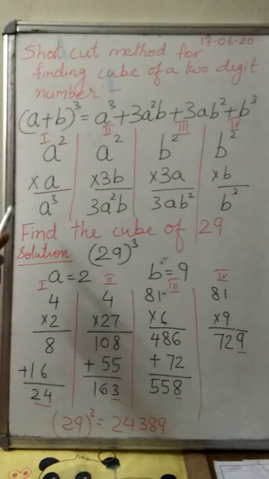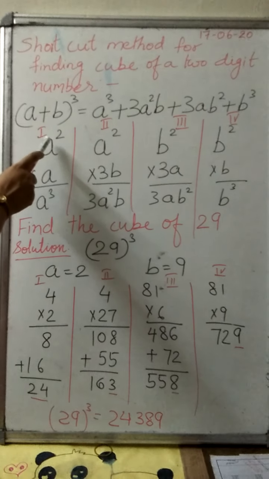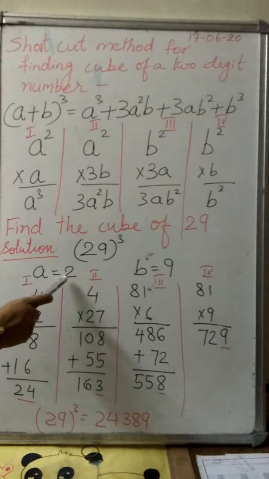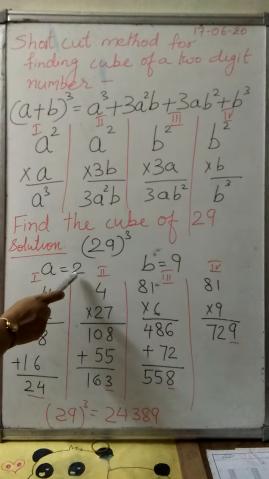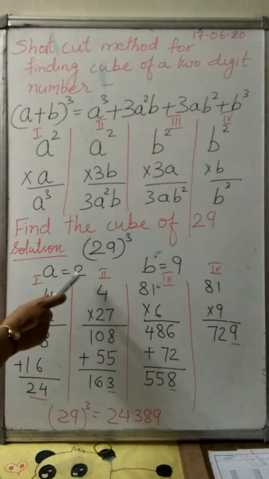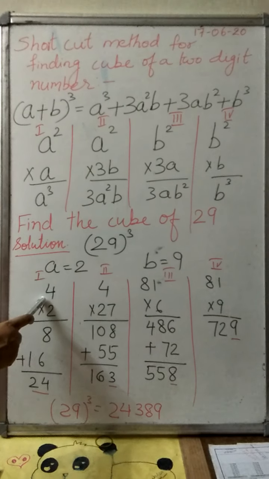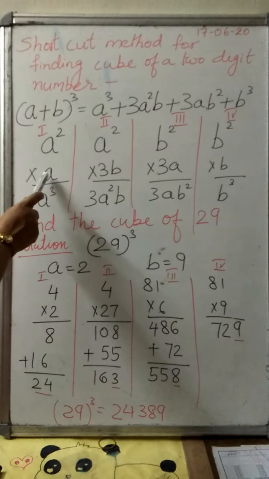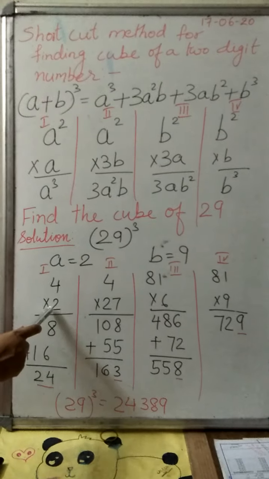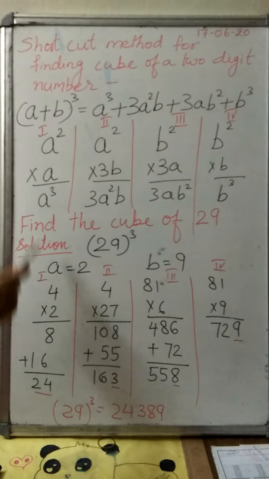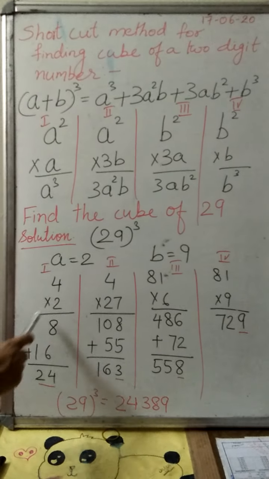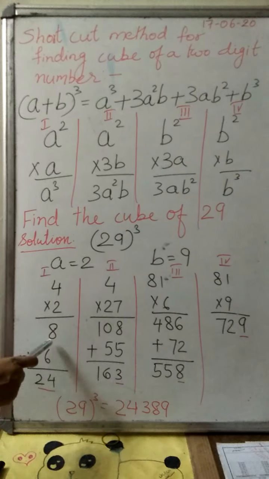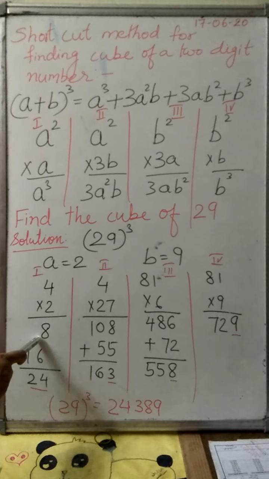Now in the first step, here it is a square and the value of a is 2. So what is the value of 2 square? 4. So here it is 4. Value of a is 2, so here it is 2. And then you have to multiply. So 4 into 2, answer is 8.